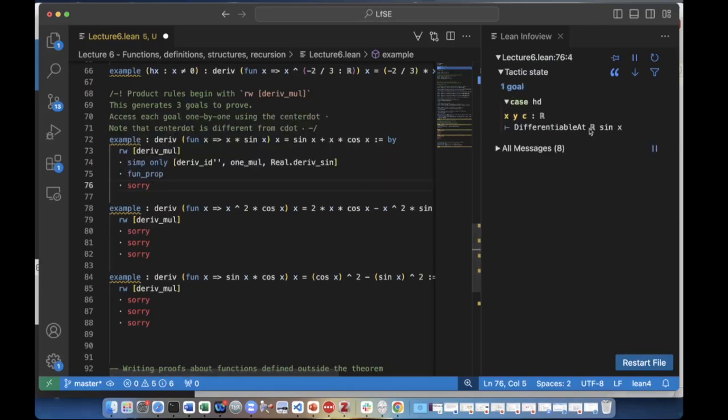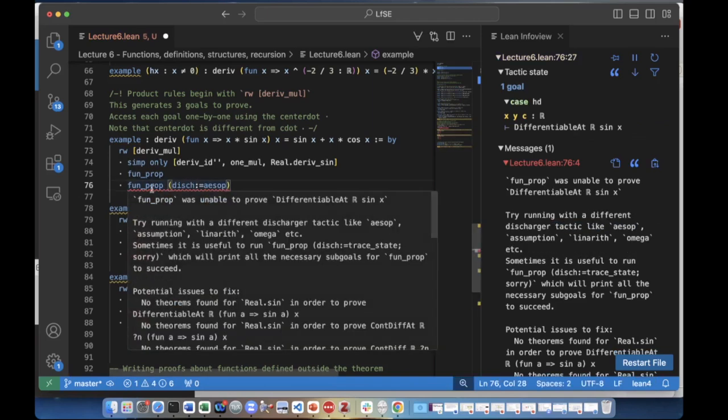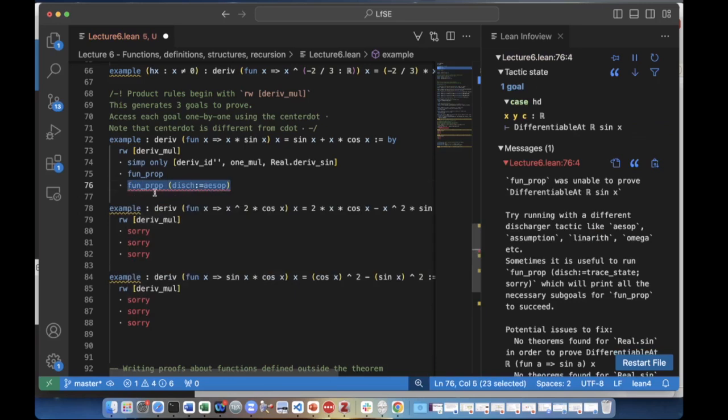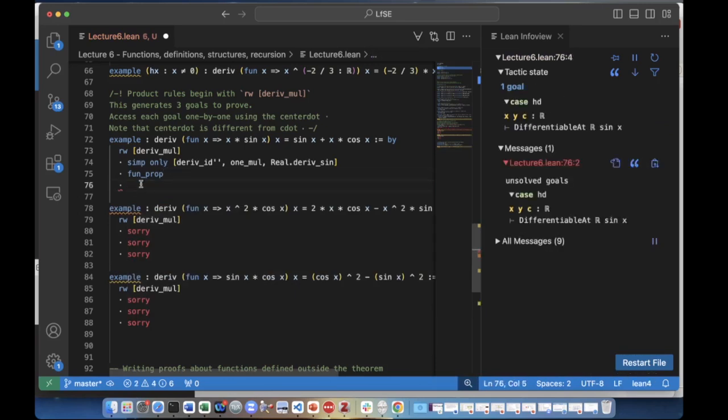We also want differentiable at sine of x. If we try funprop, this one doesn't quite work. It's unable to do that. Actually, it's suggesting this. I never tried this. No, that wasn't able to do it either. But this one is the sine function is differentiable, and we know that because it exists in MathLib.